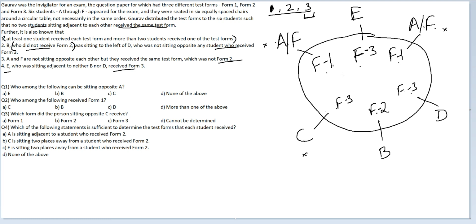So this is an unacceptable case. You cannot have F2 for B. So the assumption with which we had started, that F3 was the form that was spread 3 times, is incorrect. Let's have F3 itself here.